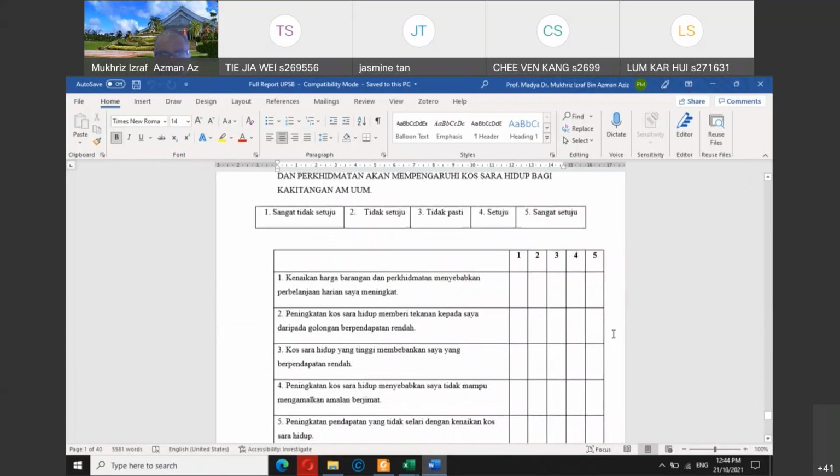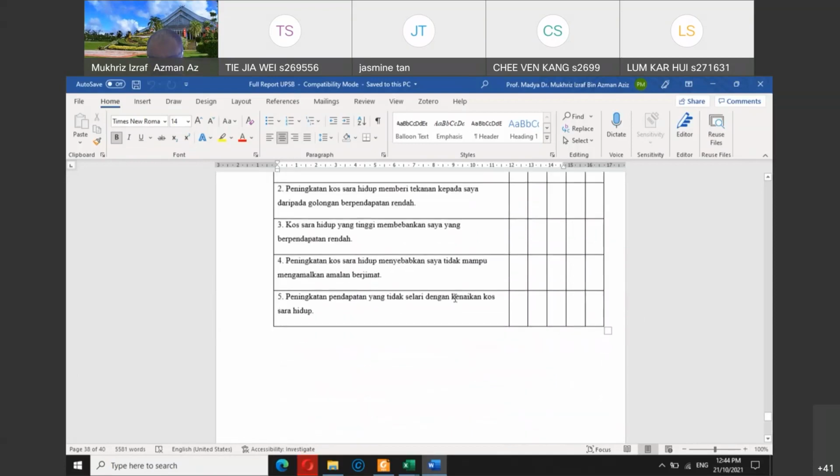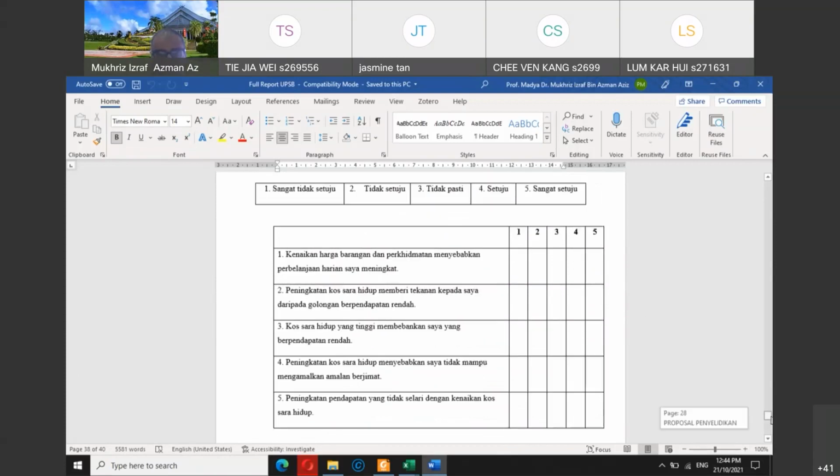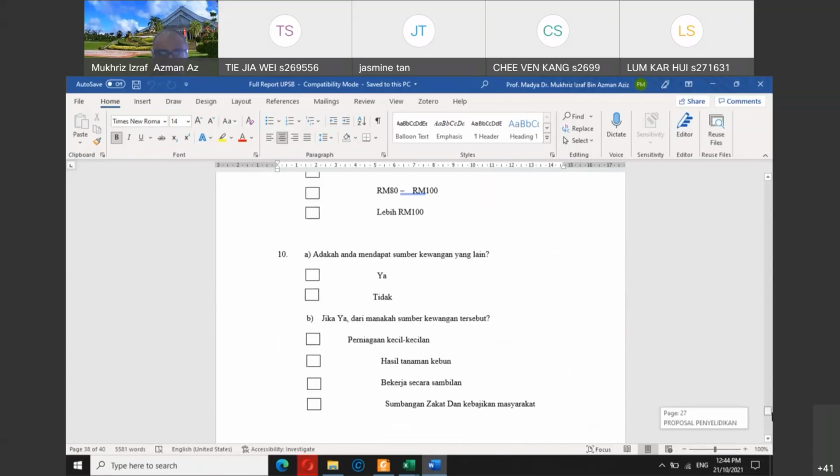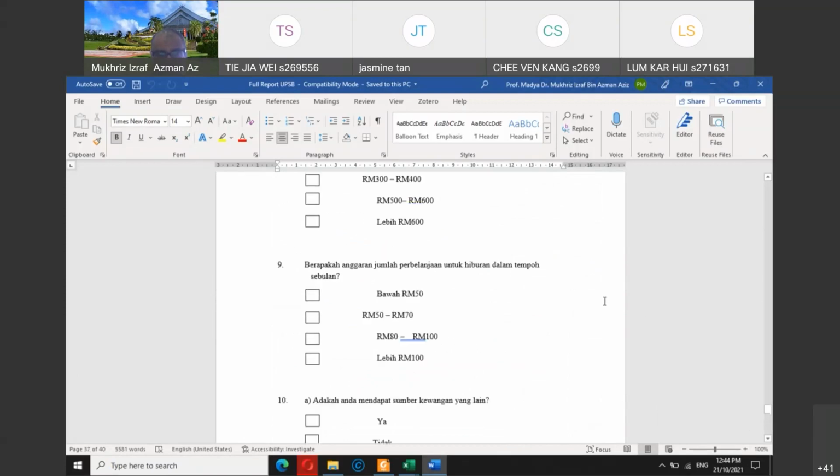So these are questions, okay. Well, the topic on cost of living is quite common, and it is quite easy to get sample questionnaires from the internet. So they use some of them and modify some of them. Again, the respondents were among their classmates, not the actual UPSB staff.